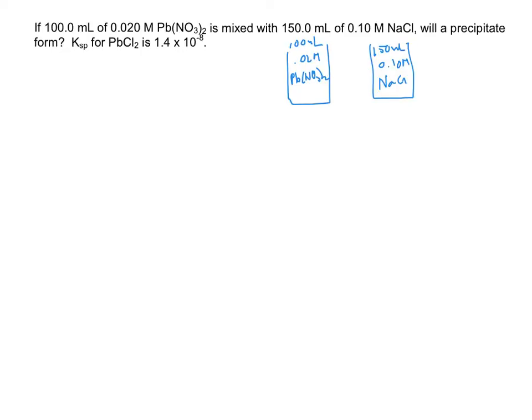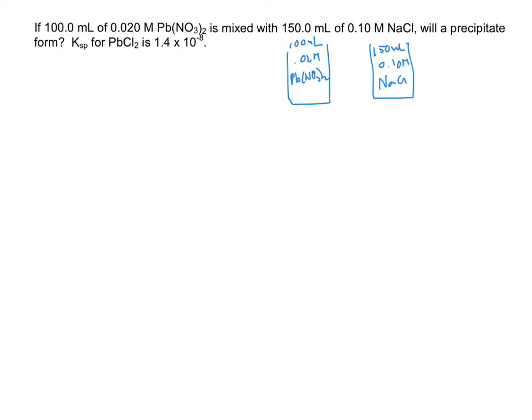Now, if I mix those two together, lead nitrate and NaCl, if a precipitate forms, what precipitate would that be? One of the products would be NaNO3, sodium nitrate. That's very soluble. That would never precipitate according to the solubility rules. Remember, you need to know that one rule. The other one is PbCl2, which actually is slightly soluble, or, in other words, insoluble.